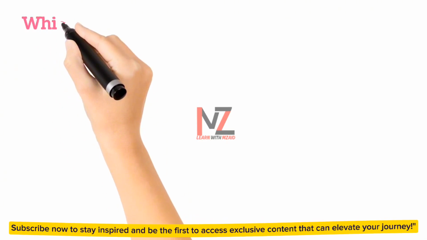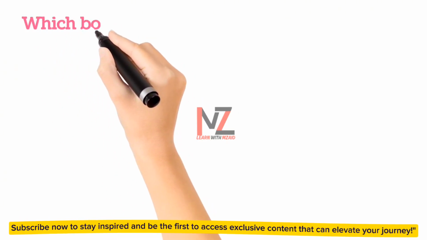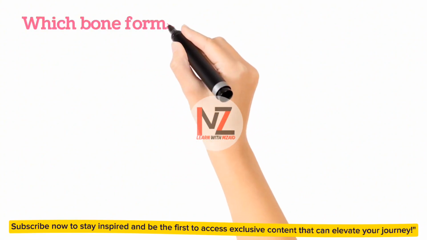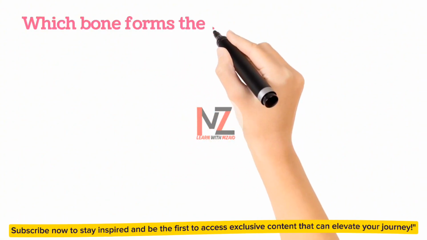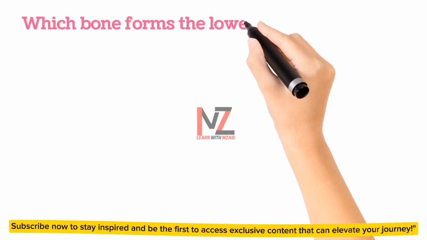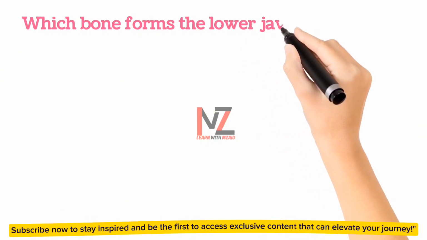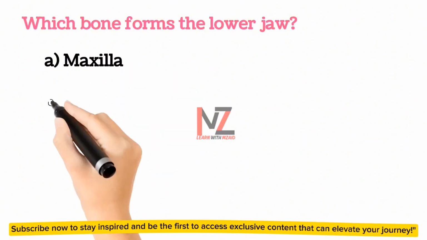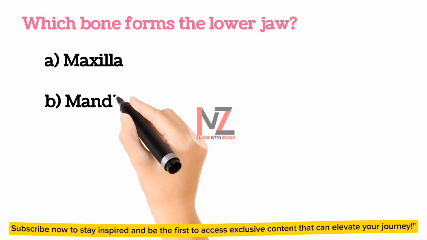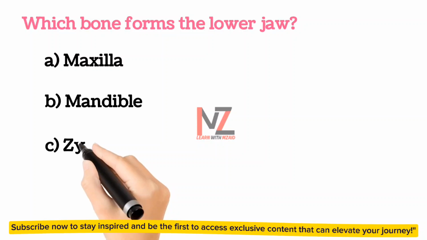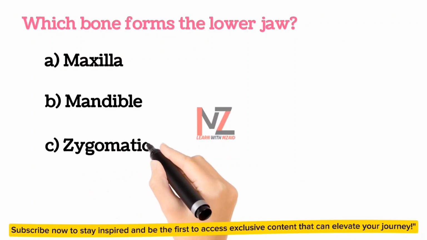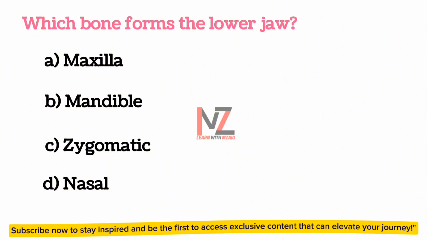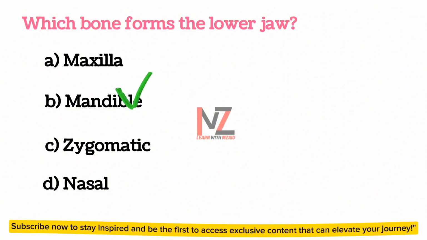Now question number 20 is, which bone forms the lower jaw? Option A, maxilla. Option B, mandible. Option C, zygomatic. Option D, nasal, and the right answer is option B, mandible.